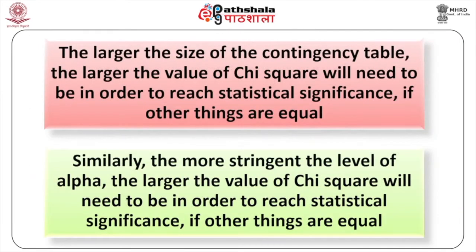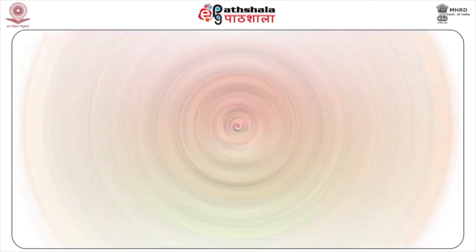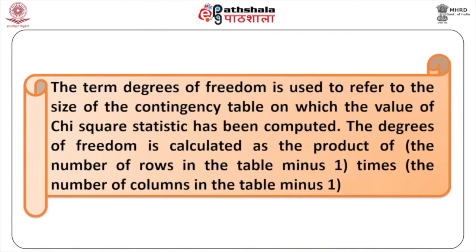The larger the size of the contingency table, the larger the value of the chi-square will need to be in order to reach statistical significance if other things are equal. Similarly, the more stringent the level of alpha, the larger the value of chi-square will need to be in order to reach statistical significance if other things are equal. The term degrees of freedom is used to refer to the size of the contingency table on which the value of the chi-square statistic has been computed.